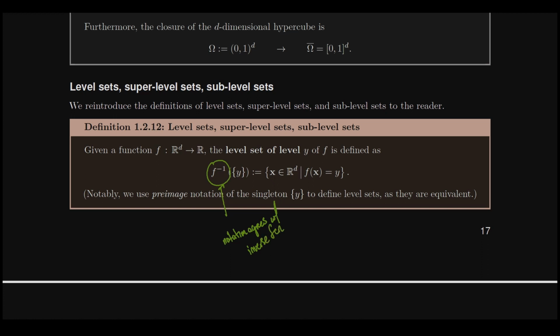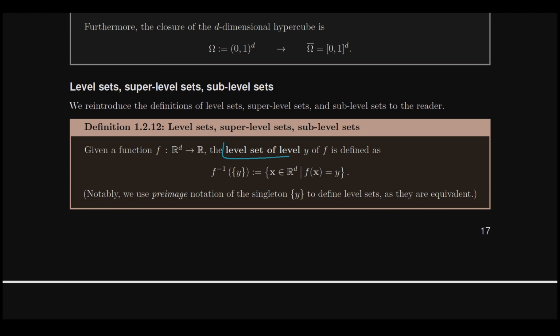Notation agrees with an inverse function, but the astute among you will notice that rather than putting a variable into the inverse function, I've actually placed a set. This is a set inside of the inverse function. And what this object is called is the preimage. So when we take the preimage of a set with only one entry, the set that contains y, the preimage of a set that contains only one entry is a level set.